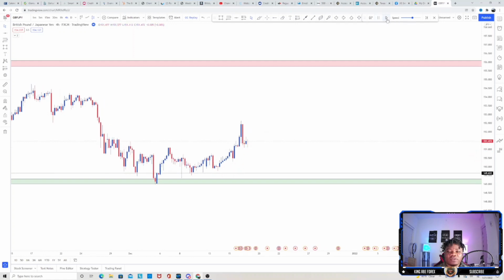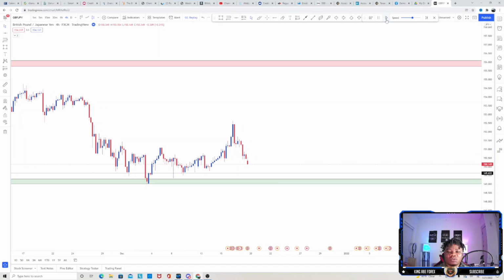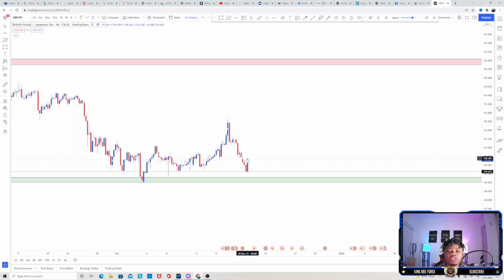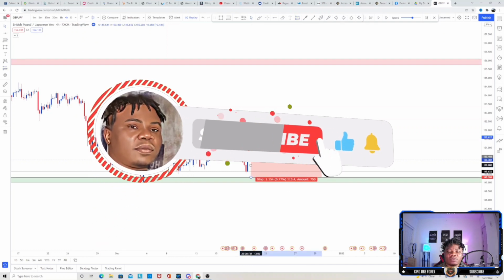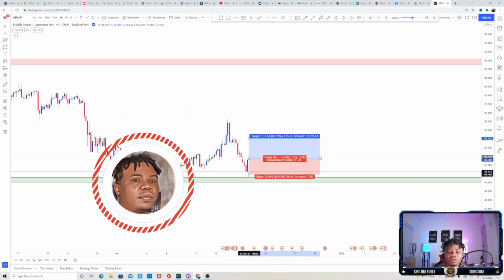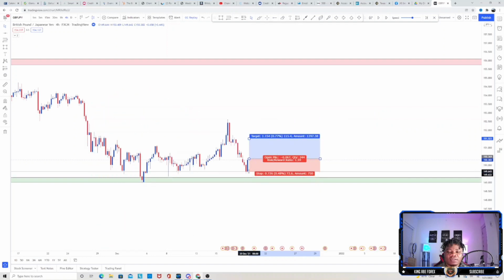Now we're just waiting for this pullback. That's all we're doing. We're waiting for the pullback. Now, right here, this is where your entry is going to be. You wait for this 4-hour bullish candle to close. Once this 4-hour bullish candle closes, now you have your entry right here, and you have your stop loss right below this zone here. You can have your stop loss right there.